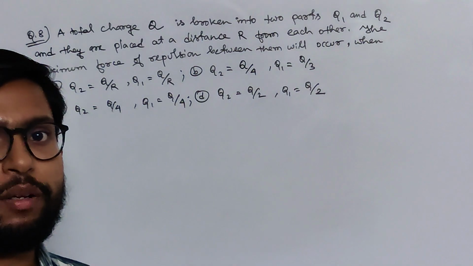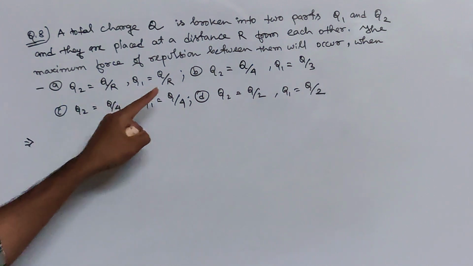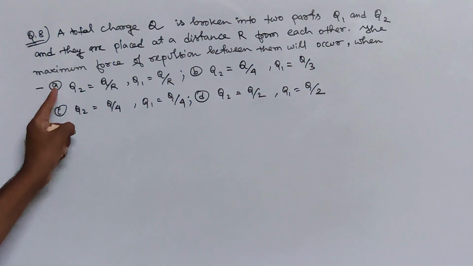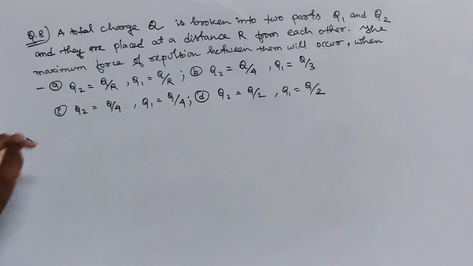The question number 8 is: a total charge q is broken into two parts, q1 and q2, and they are placed at a distance r from each other. The maximum force of repulsion between them will occur when, out of these four options, one is correct. You have to tell which option is correct. Let's see which option is correct.